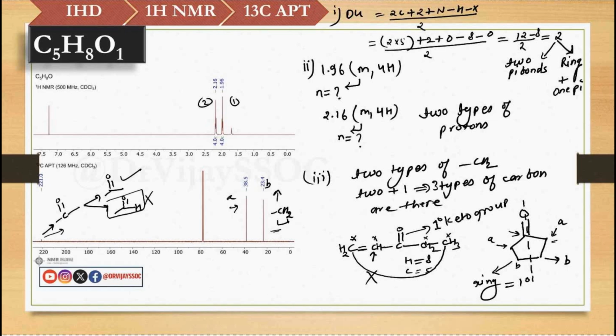So you can calculate there are two hydrogens from this one and two hydrogens from this one, so a total of 4 hydrogens correspond to type A, and this one corresponds to 4 hydrogens of type B. Hence the correct structure for this molecular formula is this one.